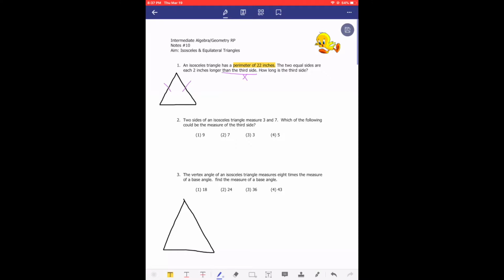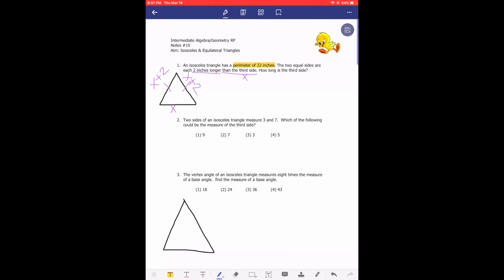And now the other sides, the two equal sides, they're 2 inches longer. So 2 inches longer would mean that we would add 2. So if our bottom here, our base, is x, the other sides we can label as x plus 2 and x plus 2 because they are 2 inches longer than the third side.